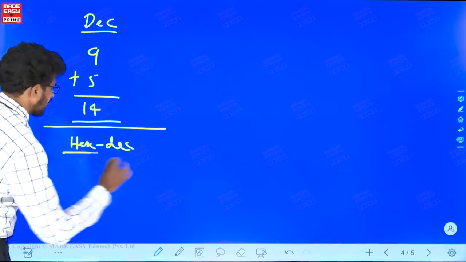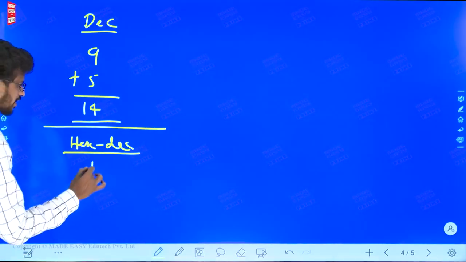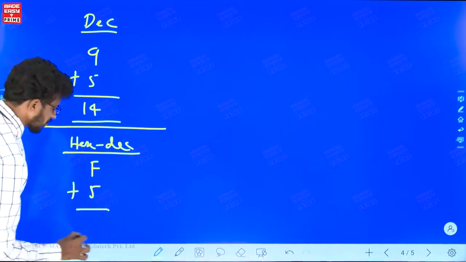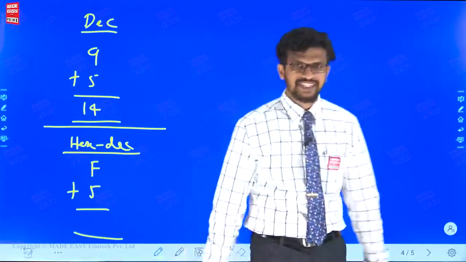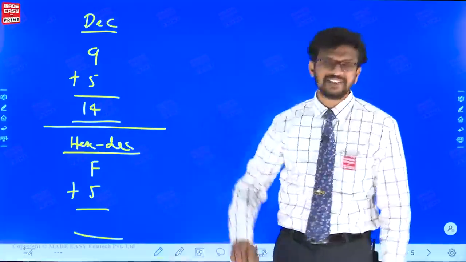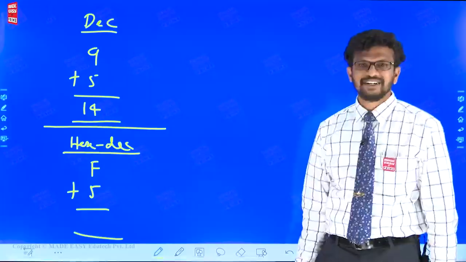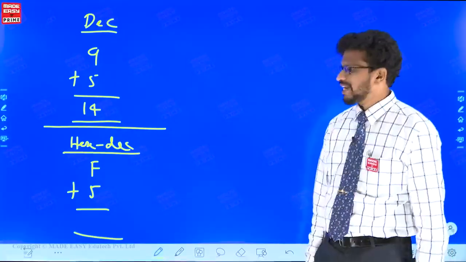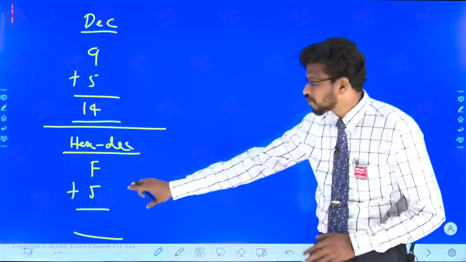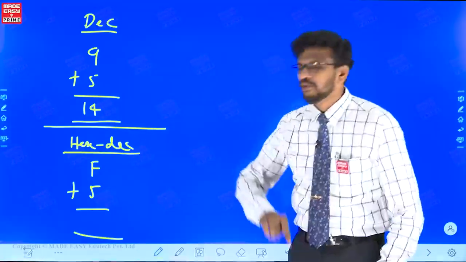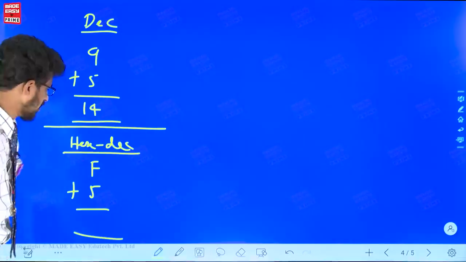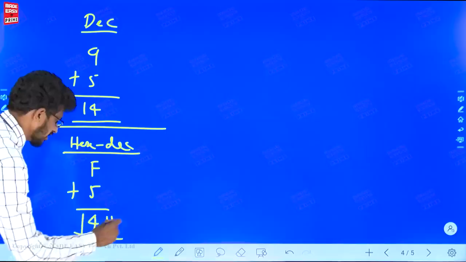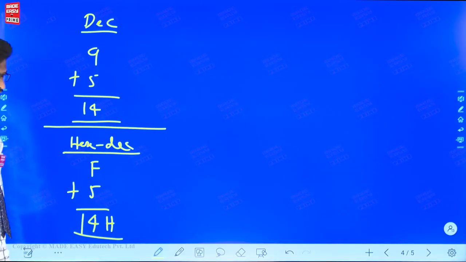But if I ask the same question in hexadecimal, let us see how many people can solve this. Say in hexadecimal, I am writing F plus 5. What is the answer now? I hope you are thinking a bit. So for the first case you didn't think, but in the second case you are spending some time. My intention is to solve this question in the same way you solved it in decimal. Here also the answer is the same, that is 14H.